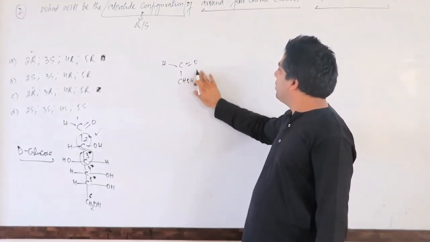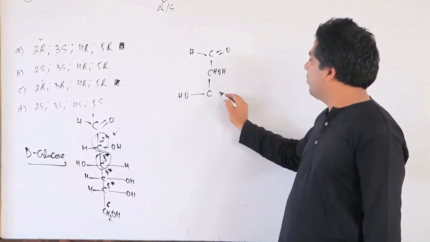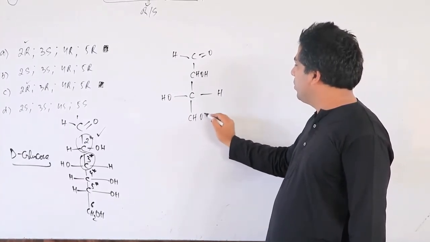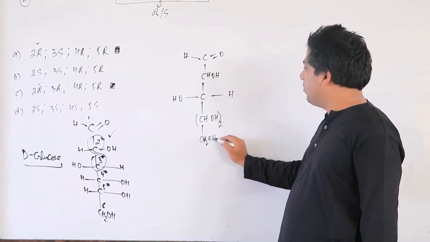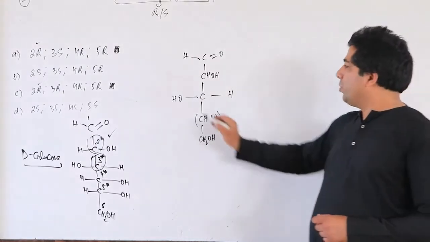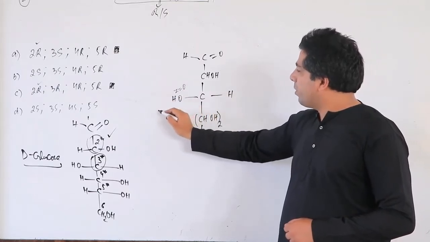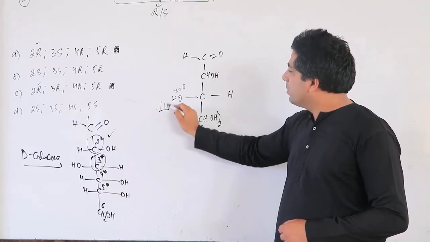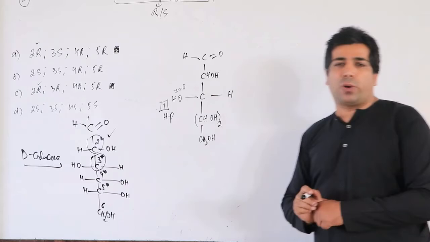After that, I will write down the third carbon, which is also the chiral carbon here. And then finally, you will be having CHOH 2 times, then CH2OH. This is our molecule. So my dear friends, we know that the atomic number of oxygen is 8. So it will be the first priority. So I will call it number 1. So it's called the highest priority, HP.